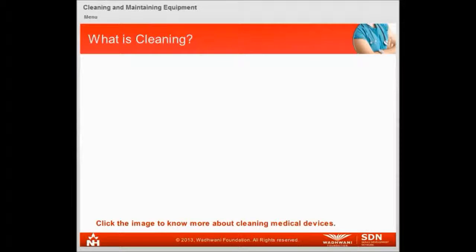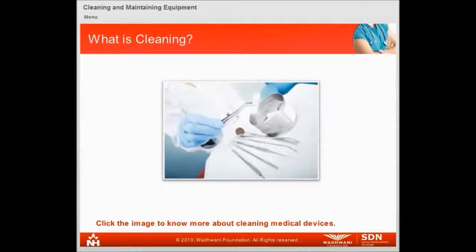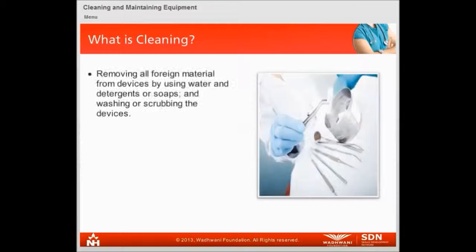Let's find out what cleaning is. Click the image to know more about cleaning medical devices. Removing all foreign material from devices by using water and detergents or soaps and washing or scrubbing the device must be done before any disinfection or sterilization process.